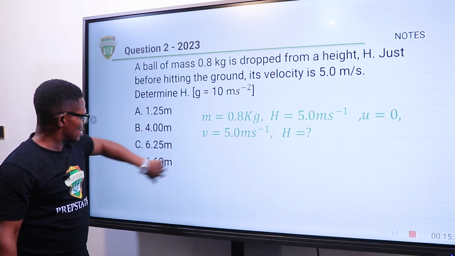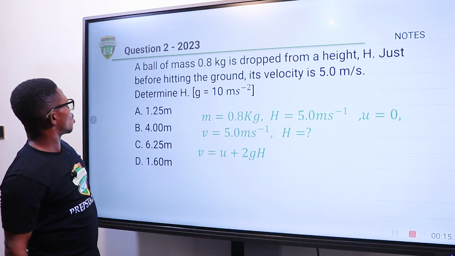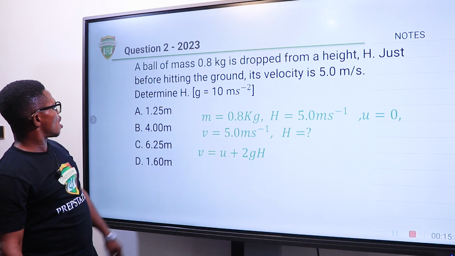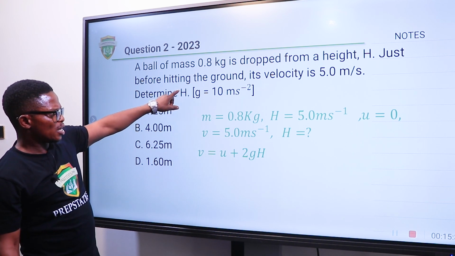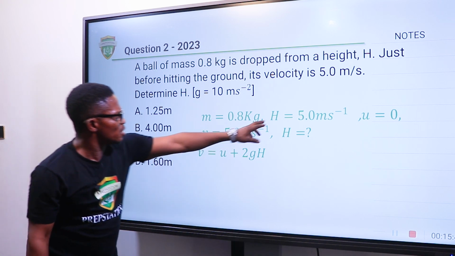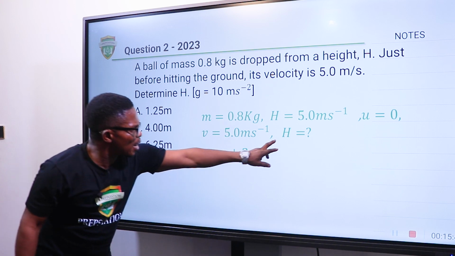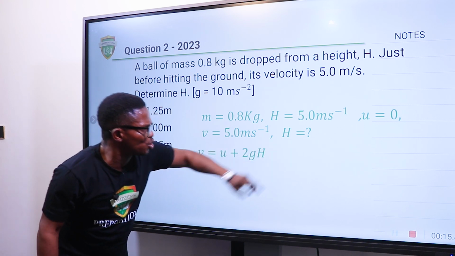Now, what is the answer to this? Let's find out. M was given. Was the height given? Determine h. The height was not given. This should be velocity. That is a mistake. This one is not part of it. So velocity is 5 meters per second. So what we are looking for is h. You can see it here, question mark.